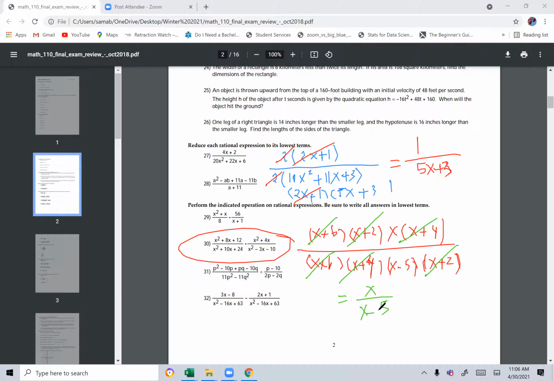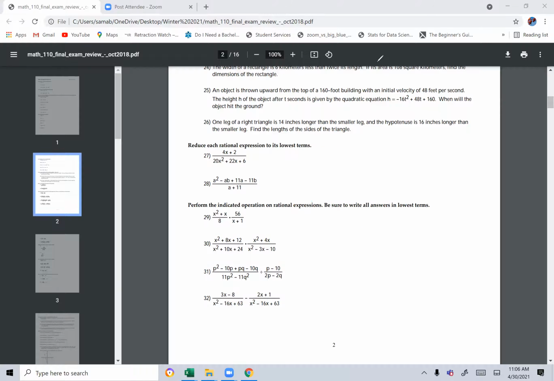Okay, I'm going to do 32 now because it's not multiplication or division, it's subtraction. So let me just clear here. 32. When you subtract or add rational expressions, you make sure that they have the same denominator. Luckily here they do have the same denominator, so I just simply subtract. So I get x squared minus 16x plus 63. And then you just subtract the numerators, guys.